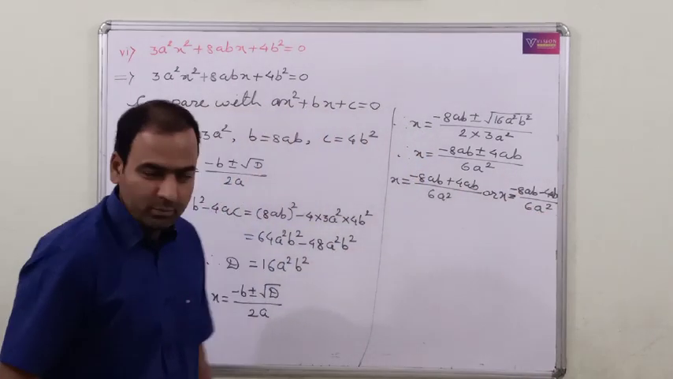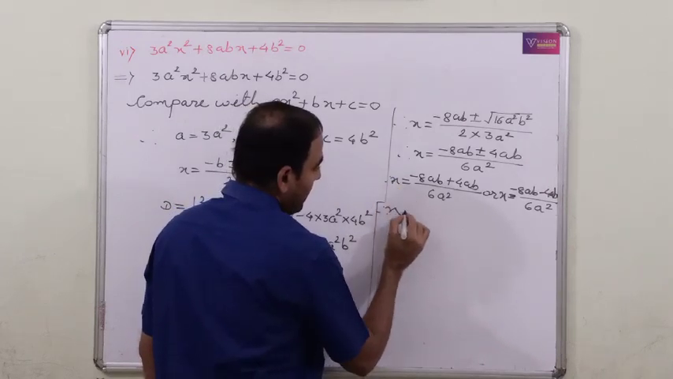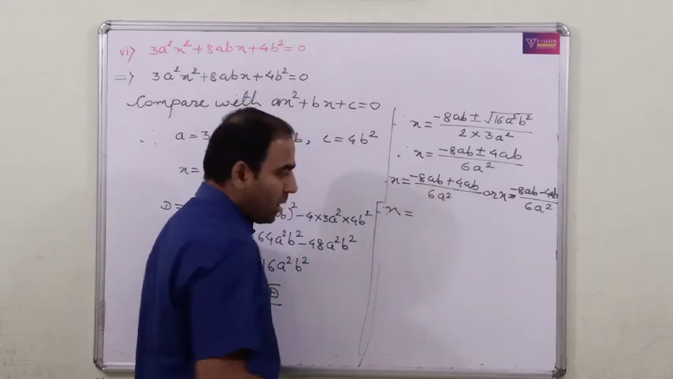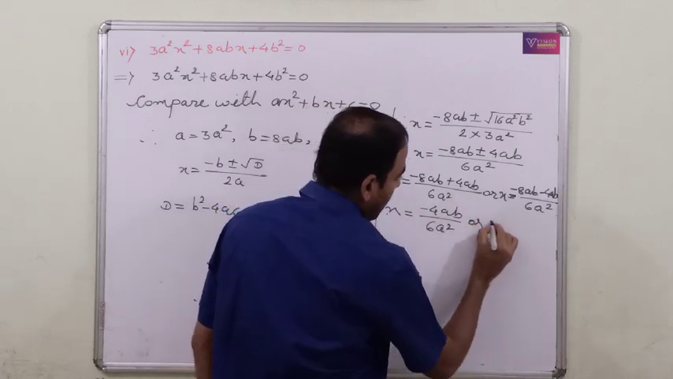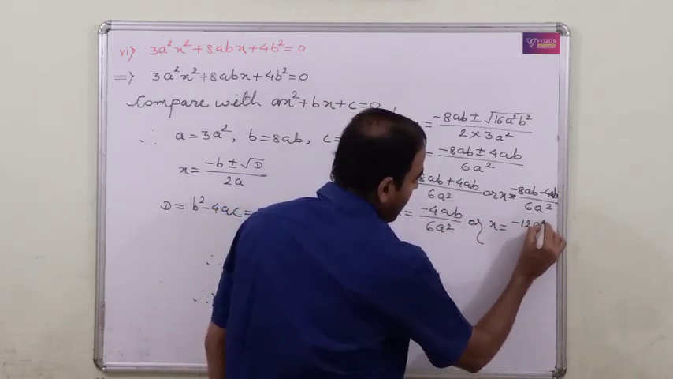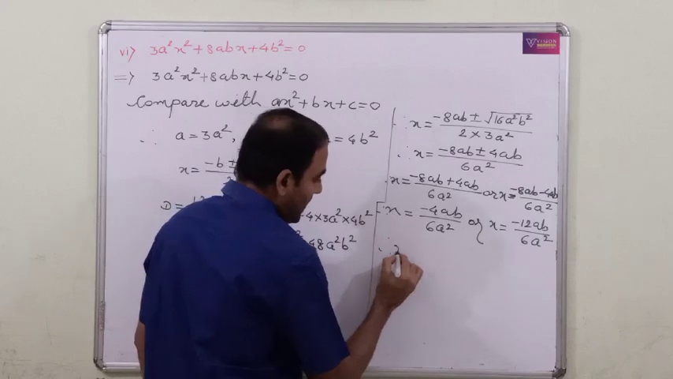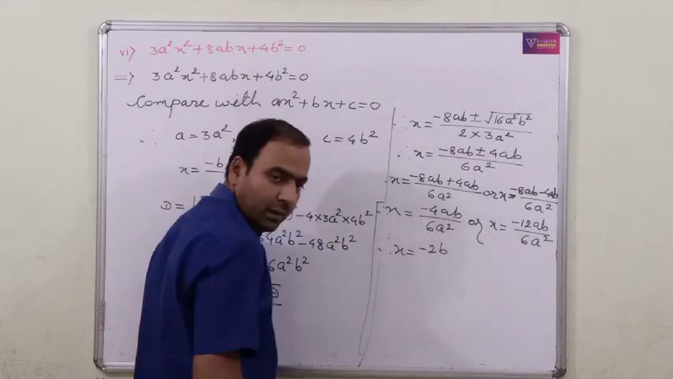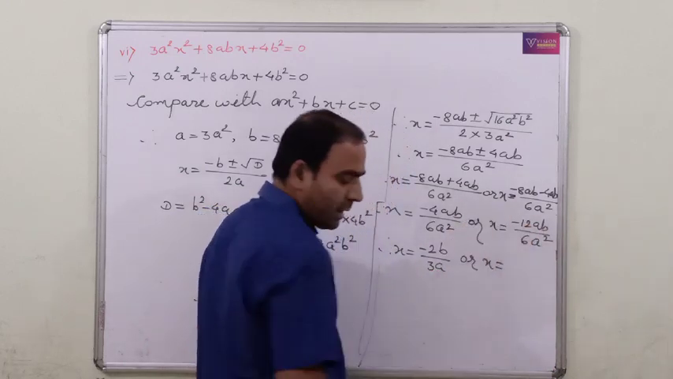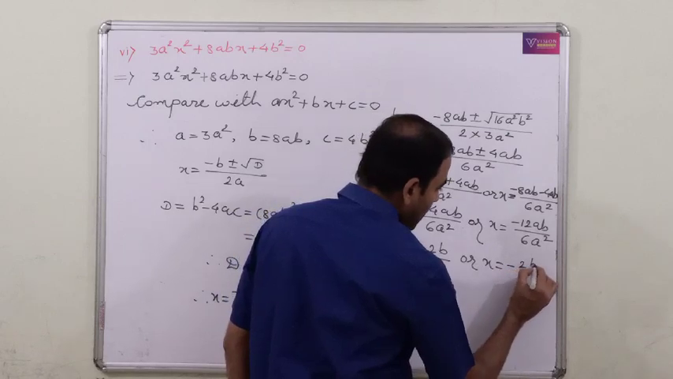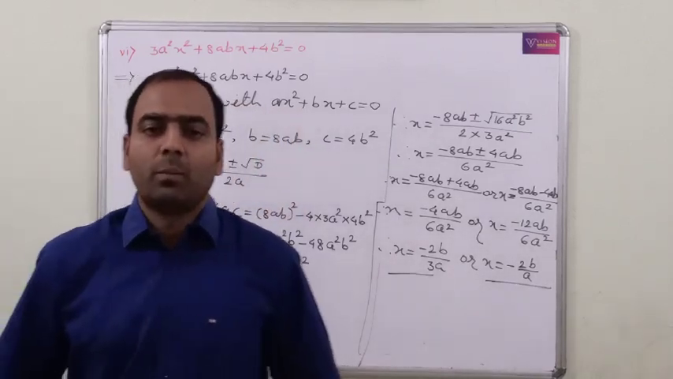You will have to adjust a little, it is very small. So we take it, therefore x is equals to minus 8ab plus 4ab is minus 4ab upon 6a square, or x is equals to minus 12ab upon 6a square. Okay, a square and a get cancelled, x is equals to minus 2b, simplifying, 2b upon 3a, or x is equals to, a square and a get cancelled, minus 2b upon a. This is the solution of the given quadratic equation by formula method.